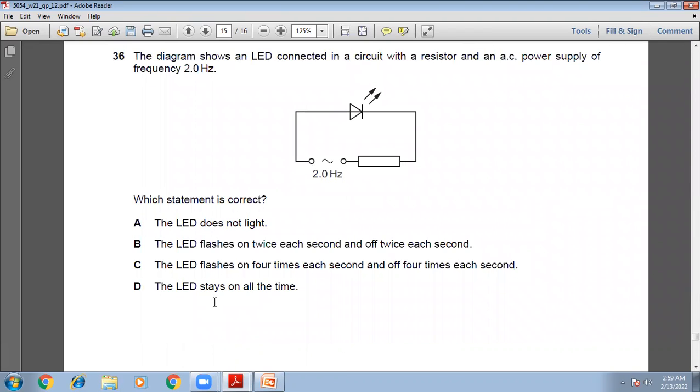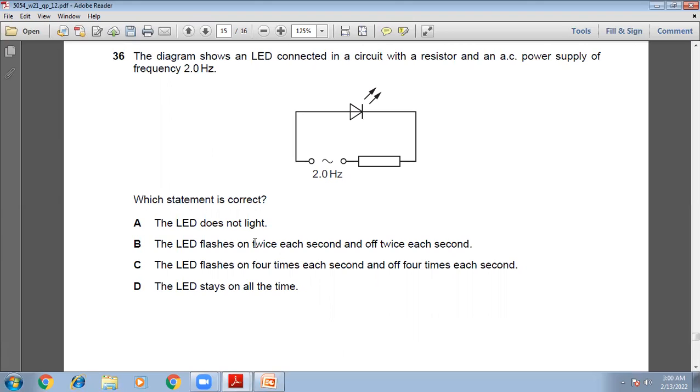The diagram shows an LED connected in a circuit with a resistor and an AC power supply of the frequency 2 hertz. Which statement is correct? The LED does not light. The frequency is 2 hertz, so it means in 1 second, the current will change its direction 2 times. So the LED will light and then it will not light twice in 1 second. So the LED does not light, that's wrong.